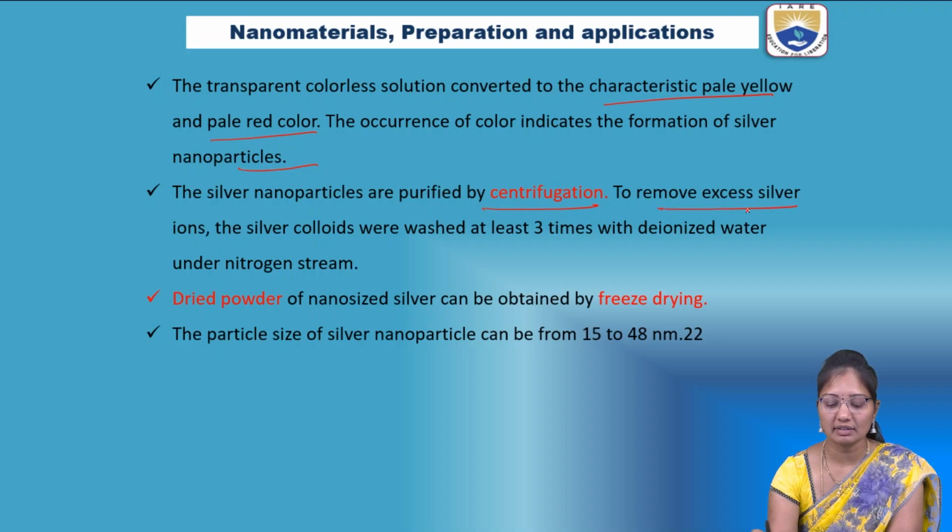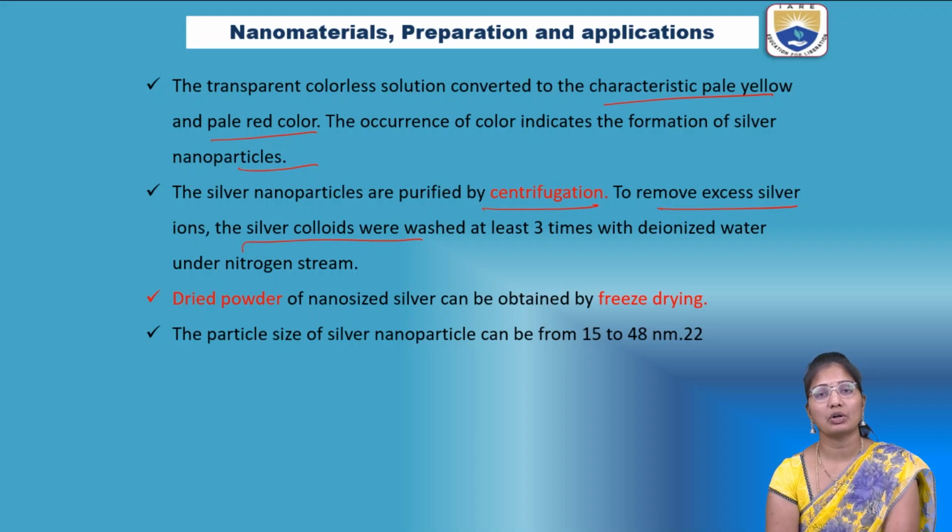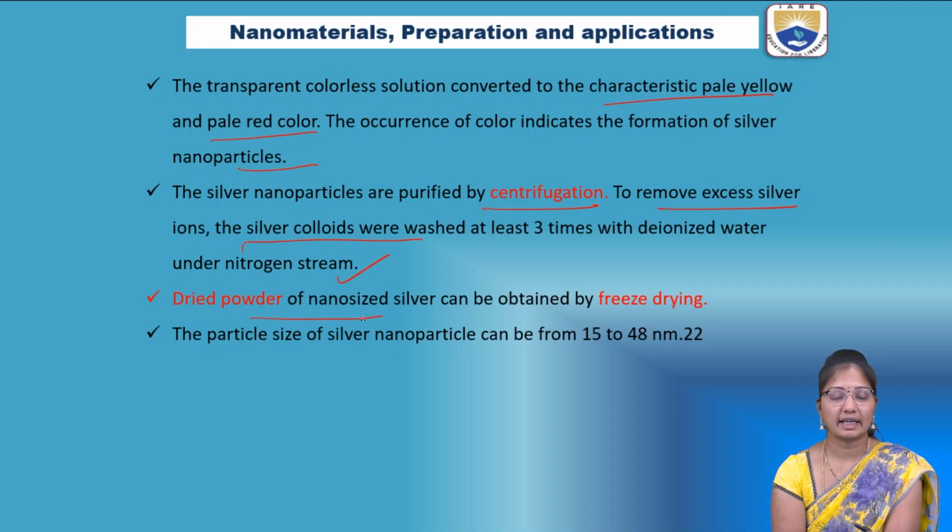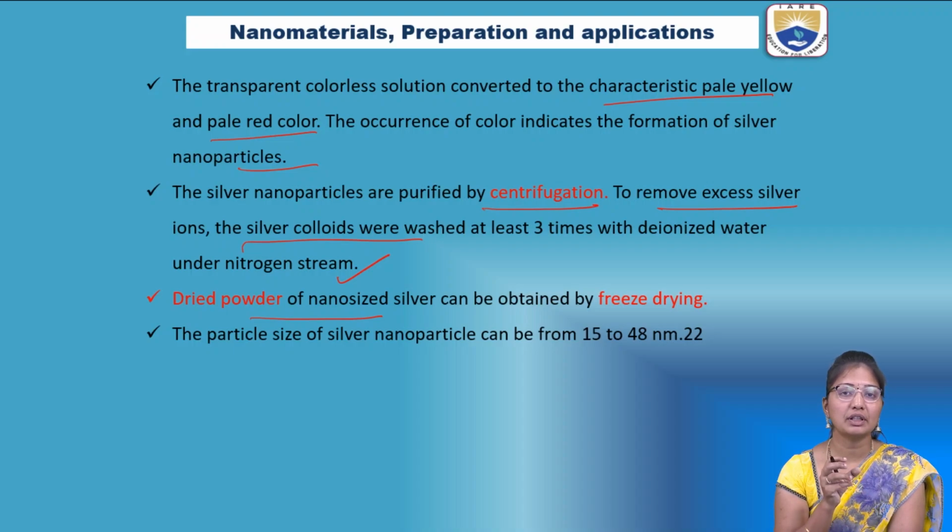To remove excess silver, the silver colloids were washed at least 3 times with deionized water under a stream of nitrogen. The silver nanoparticles thus obtained are a dried powder of nano size, meaning in the 1 to 100 nanometer range. Only that size range we call nano size, and it can be obtained by freeze drying.